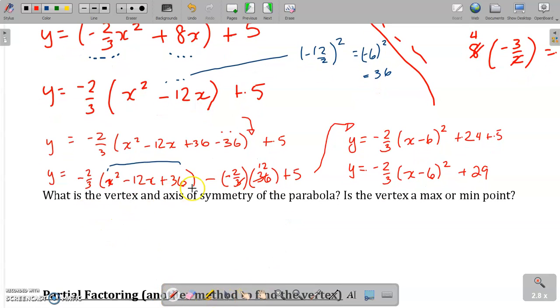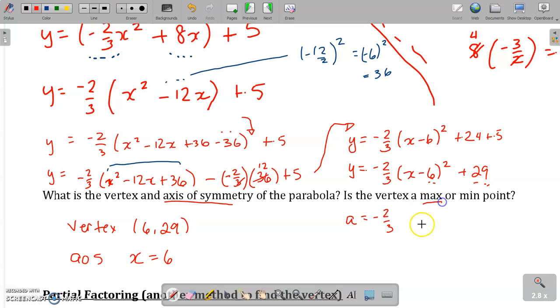Now what's the vertex? Again, standard form of the equation. So the vertex, oh, I kept missing the axis of symmetry in the other examples. The vertex here would be 6 and 29. The axis of symmetry is always the x-coordinate of the vertex. So x equals 6. And is this vertex a max or a min? What do you think? So we can see our a value is -2/3, which is less than 0. So that means it's a max.